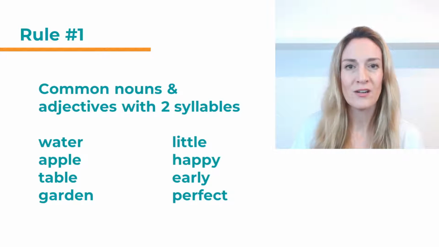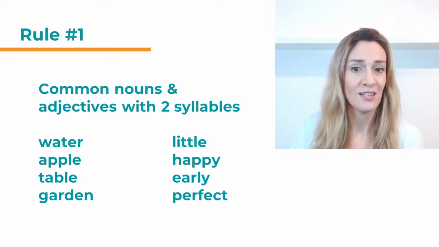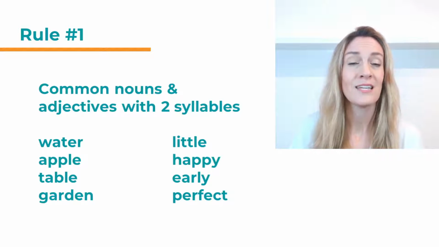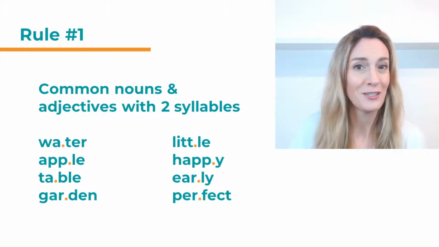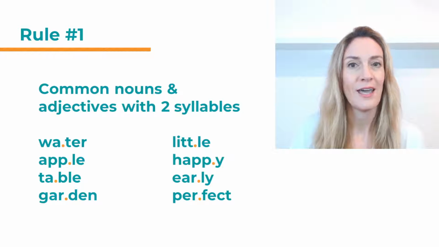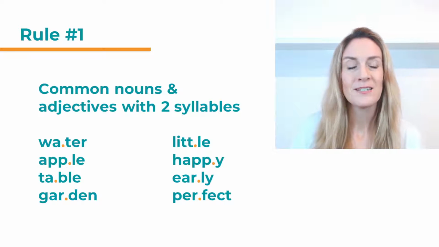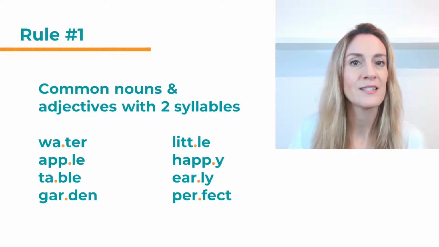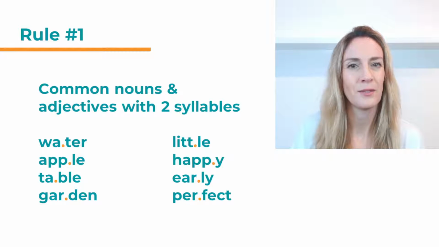And I've given you quite a lot of examples. On the left, you can see all the nouns, and on the right, the adjectives. All of them have exactly 2 syllables, and I've shown you the syllable boundary with an orange period mark. So we have water, apple, etc., and then little, happy, etc. Now, I will be saying the words, and I want you to listen carefully and see if you can identify the stress. Water, apple, table, garden, little, happy, early, perfect.